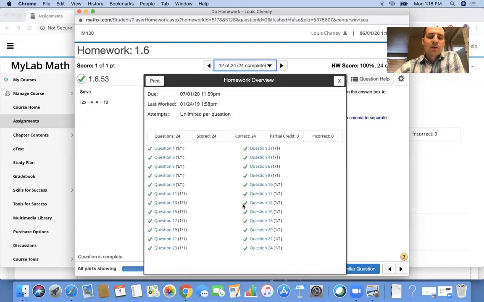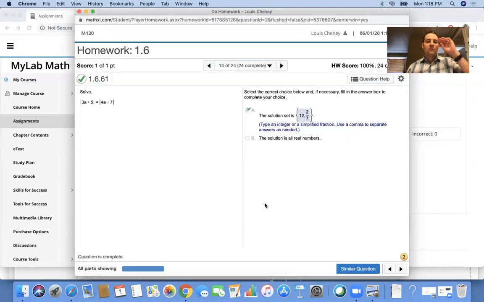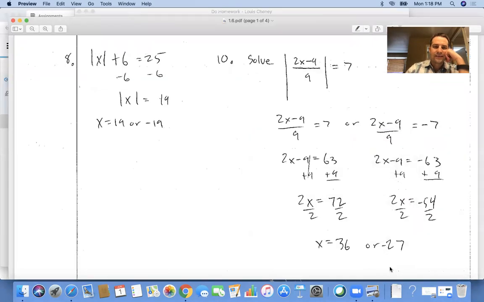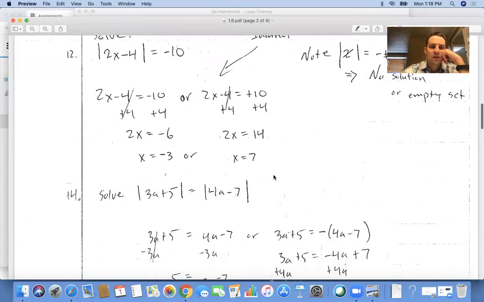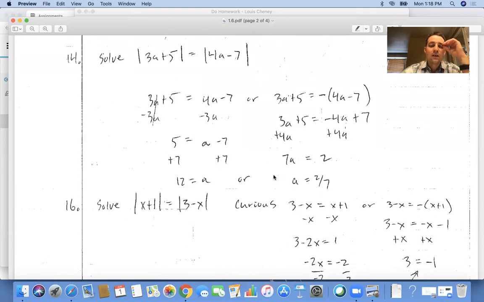All right, let's go to number 14. Okay, this one's interesting. I have 2 absolute value equations here. And let's look at that. So what you have to do is you still make a positive equation, and then you make a negative equation.